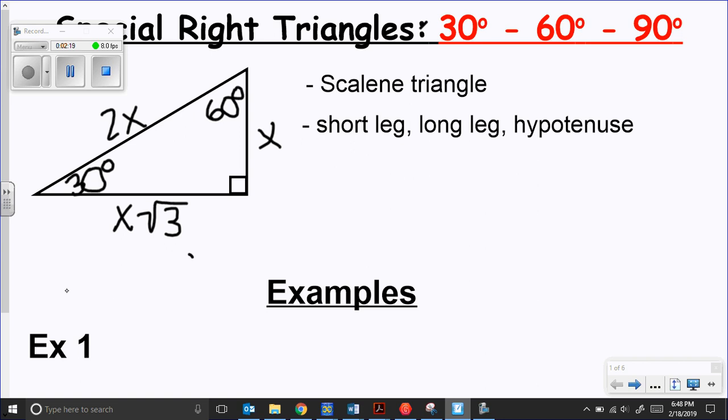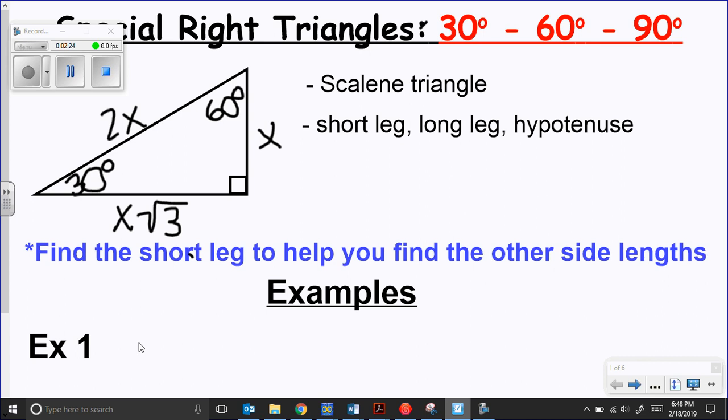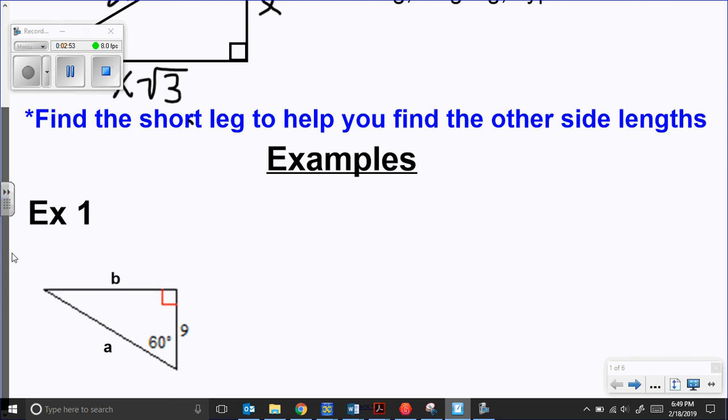So, like when solving all of these problems, we need to find the short leg to help you find the other side length. So if you have the short leg, you should be able to easily plug those into the other ratios and figure out what the side lengths are. And if you don't have the x or the short side, then you find out the short side and then you find the other missing side. All right, so let's do a couple of examples. We're actually going to do 6 examples.